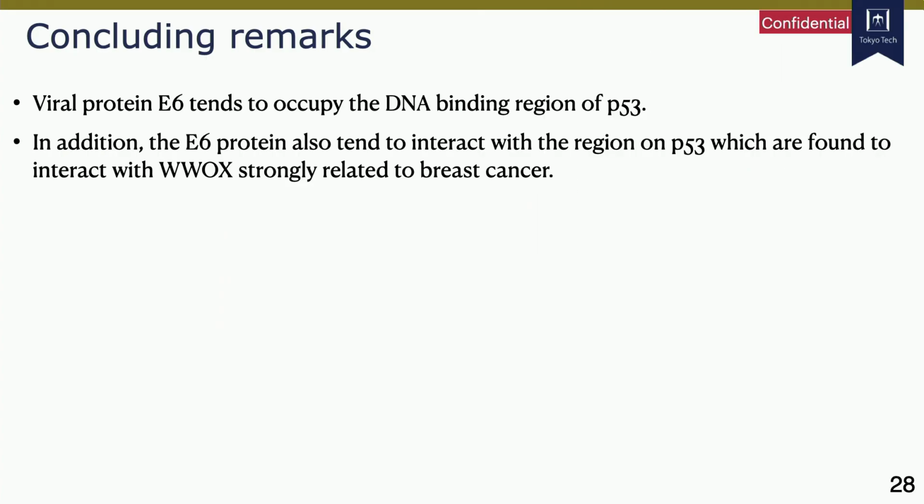So we would like to give some concluding remarks. The viral protein E6 tends to occupy the DNA binding region and some main interacting regions of the P53 toward DNA. In addition, the E6 protein also tends to interact with the region on P53 which is found to interact with WWOX, strongly related to breast cancer.